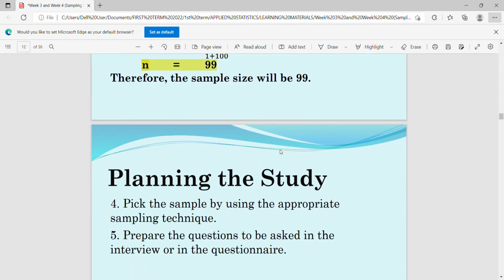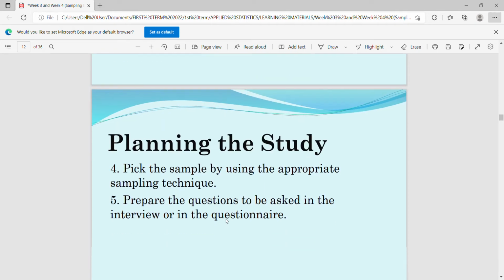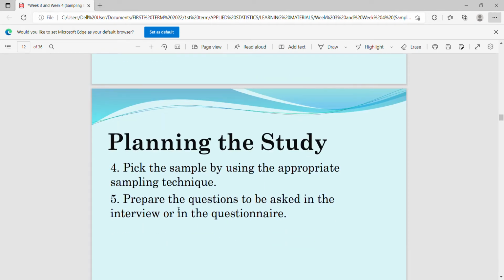Pick the sample by using the appropriate sampling technique. Since you are done computing for the sample size, the next thing to do is to choose what appropriate sampling method or technique you need to use in selecting your respondents. After that, prepare the questions to be asked in the interview or in the questionnaire. So this is how to plan your study.